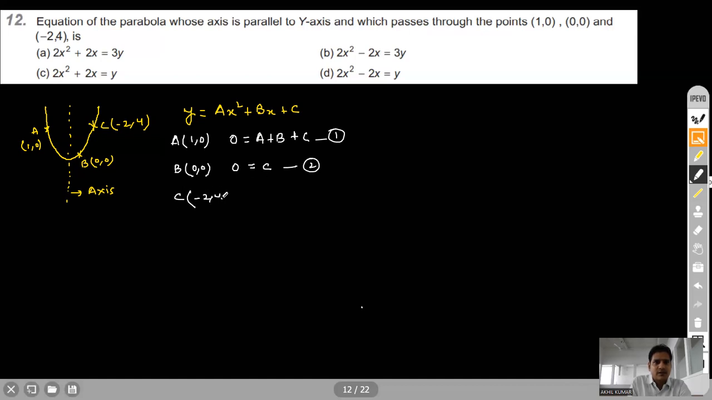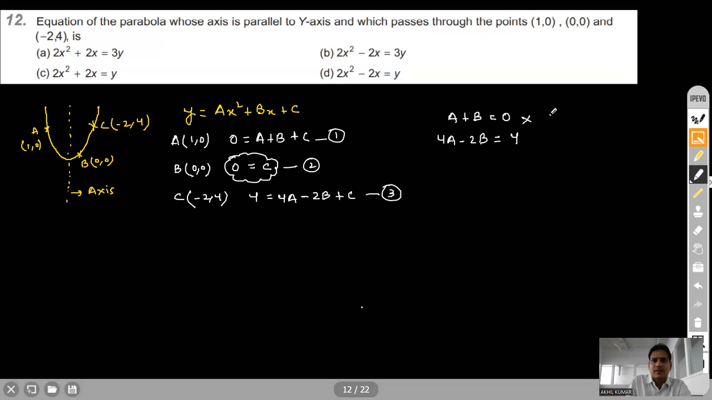And c, that is minus 2 comma 4. So it will be basically 4 is equal to x square means what? 4a, and minus 2 into b, that will be minus 2b, and plus c. So this will be basically our third equation. Okay, so from here we already got the value of c as 0. So let me rewrite the equation first as a plus b equal to 0, and this will be 4a minus 2b, c is already 0, so I am not writing that c. 4a minus 2b is equal to 4.